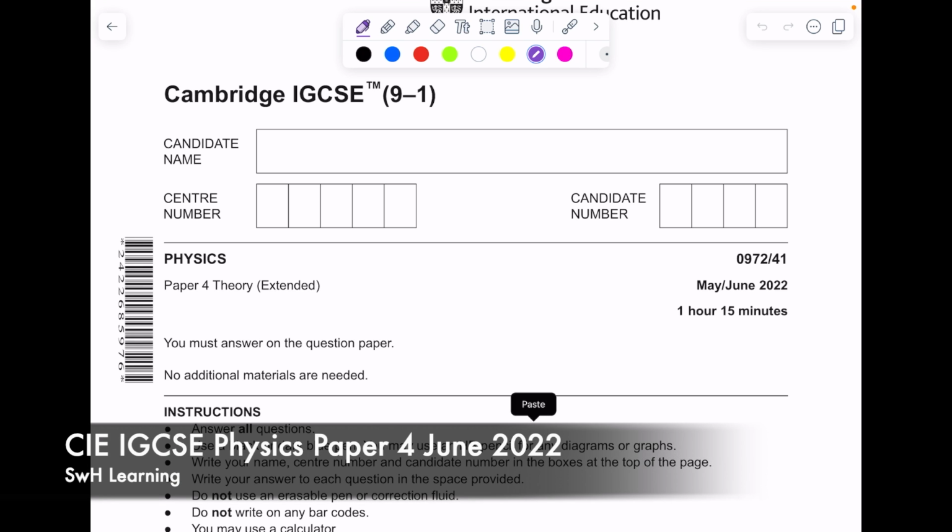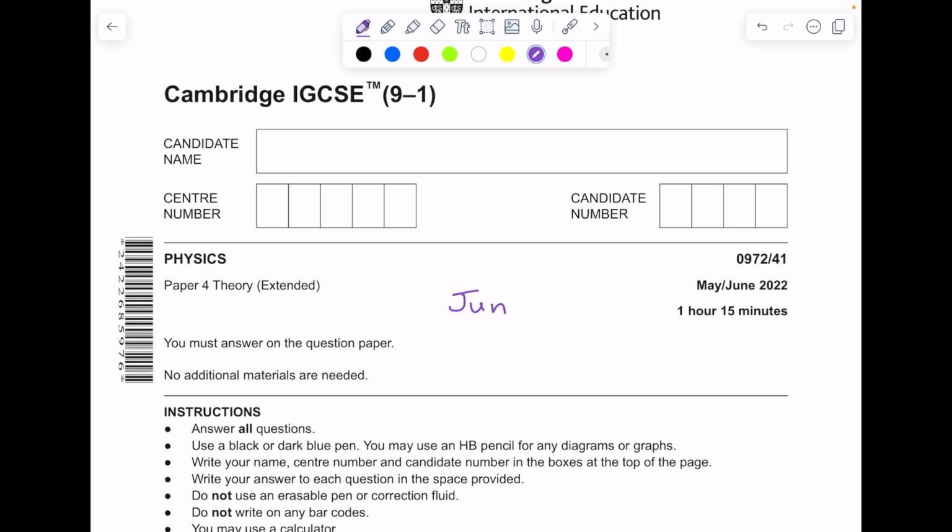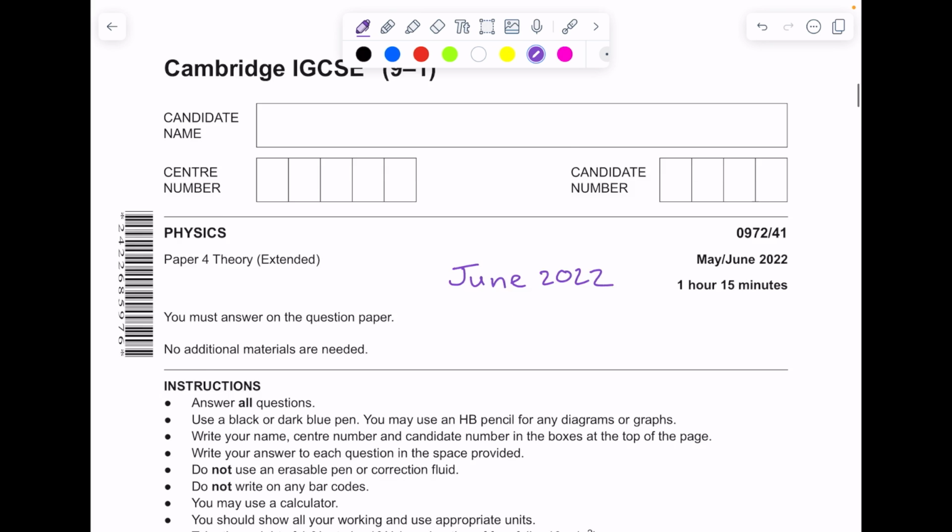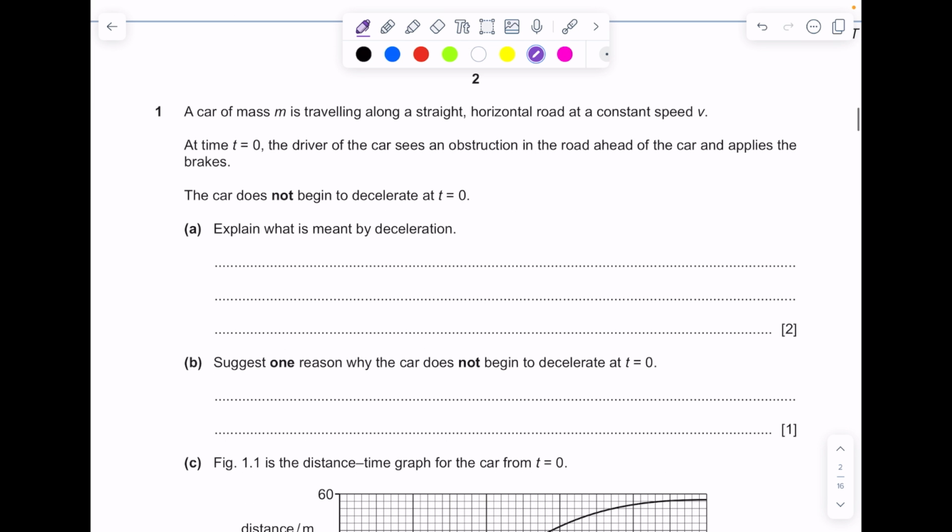Today's talk through is a Cambridge IGCSE Physics Paper 4 Extended from June 22. A car of mass m is travelling along a straight horizontal road at a constant speed. At time t equals 0, the driver of the car sees an obstruction in the road ahead of the car and applies the brakes. The car does not begin to decelerate at t equals 0.